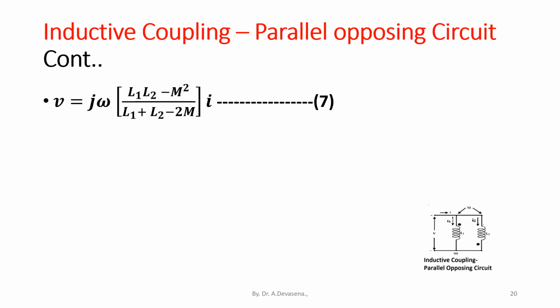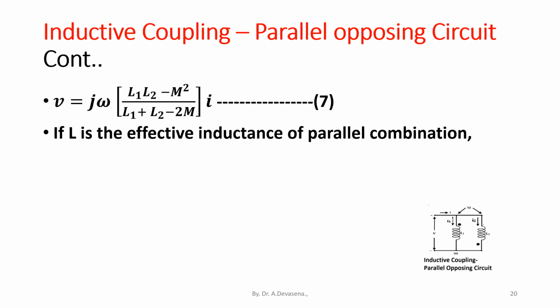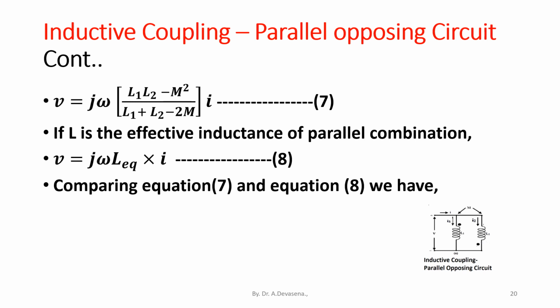Consider this as equation 7. If L is the effective inductance of the parallel combination, V is equal to jω L equivalent into I. Consider this as equation 8. Comparing equation 7 and equation 8, we have L equivalent is equal to (L1 L2 minus M square) divided by (L1 plus L2 minus 2M).